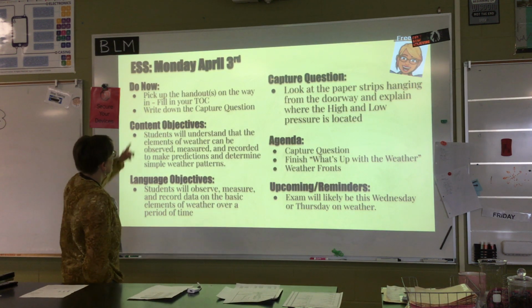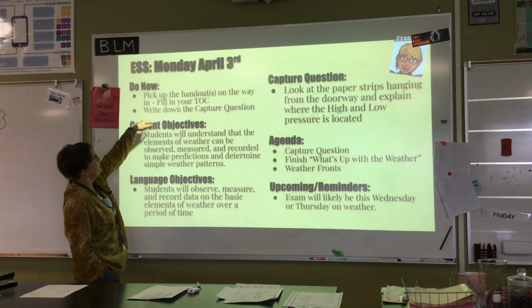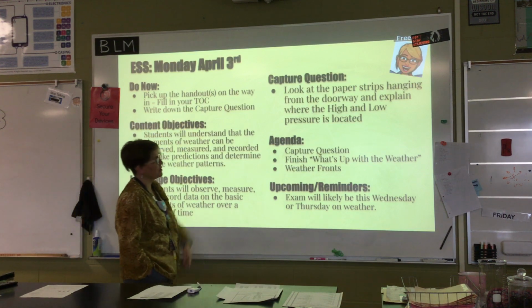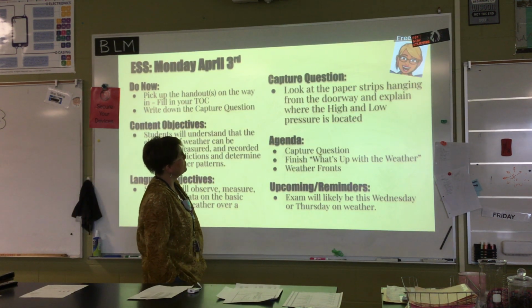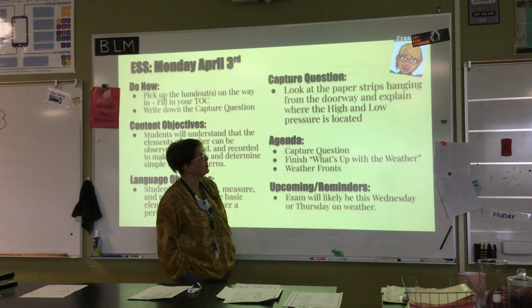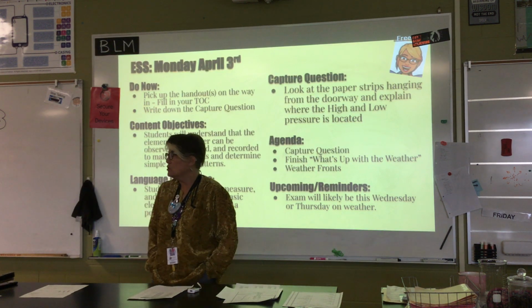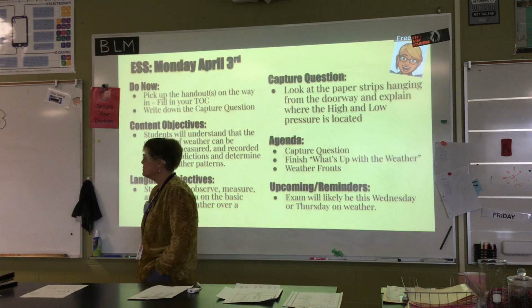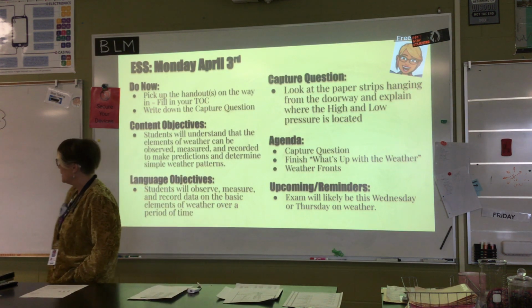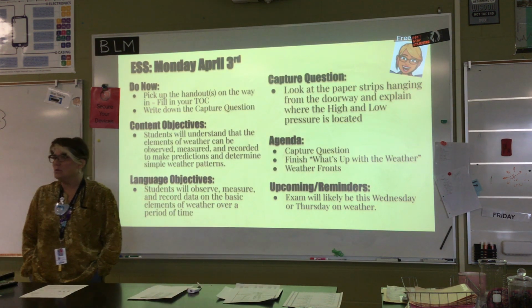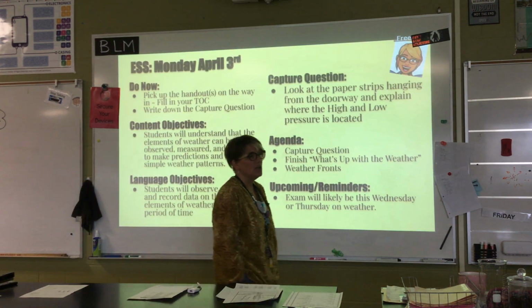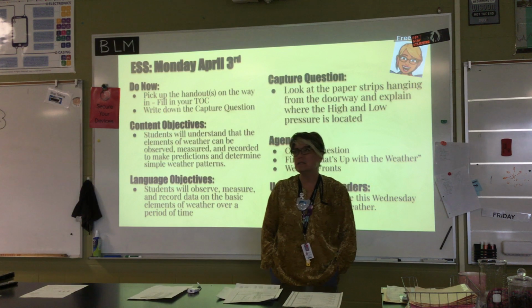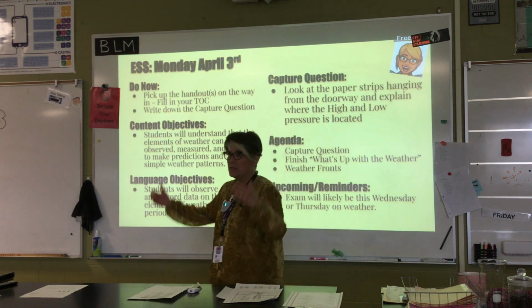All right, so it says pick up the handout on the way in, fill in your table of contents, and then write down the capture question. Let's check out this capture question. It says look at the paper strips hanging from the doorway and explain where the high and low pressure is located. So it's all about the air, and we see some strips of paper moving. Based on how they're moving, where would we have a high pressure system and a low pressure system? You are going to use hallway and classroom as your two areas of air.